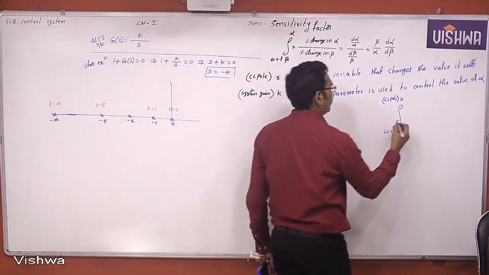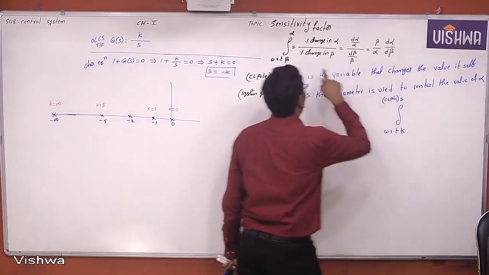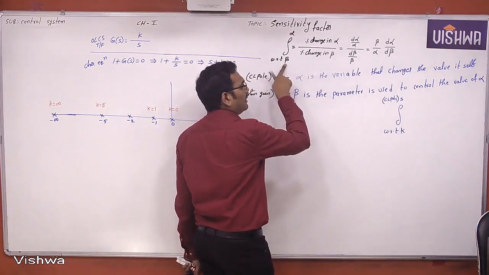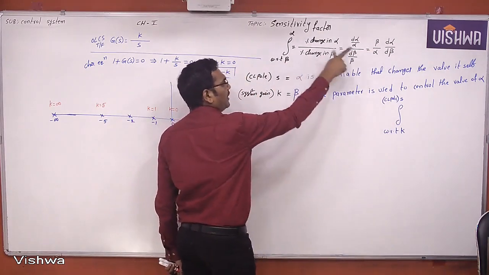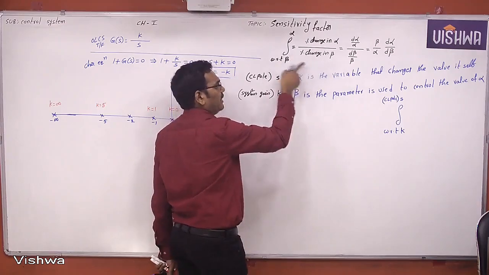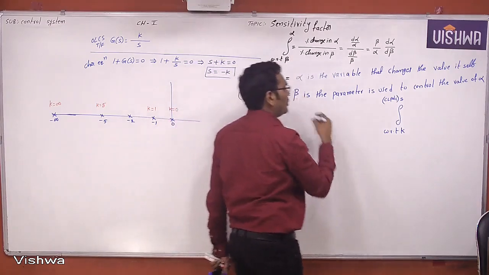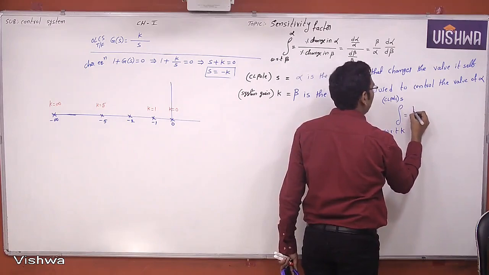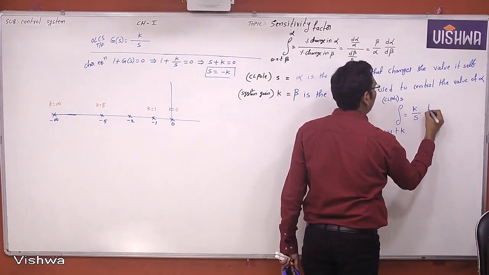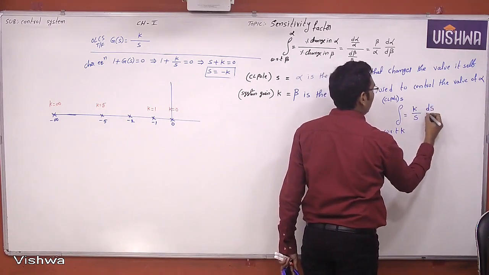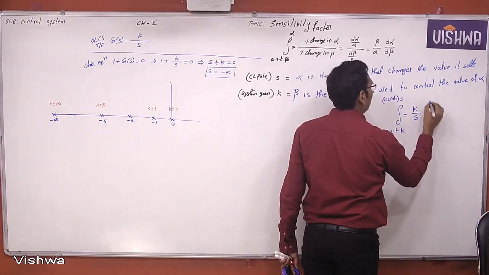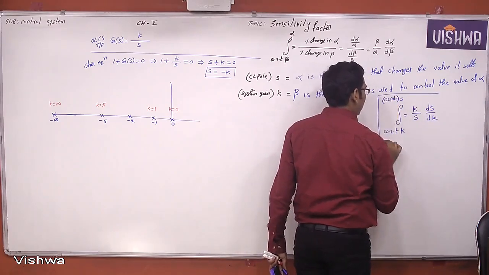With respect to k, what is the formula? Whatever may be the denominator, that you can take first. Here it is beta, beta by alpha; here it is x, x by; here it is y, y by. So this is beta, here it is k. So k by s into the reverse, now the reverse with the differentiation: ds by dk.